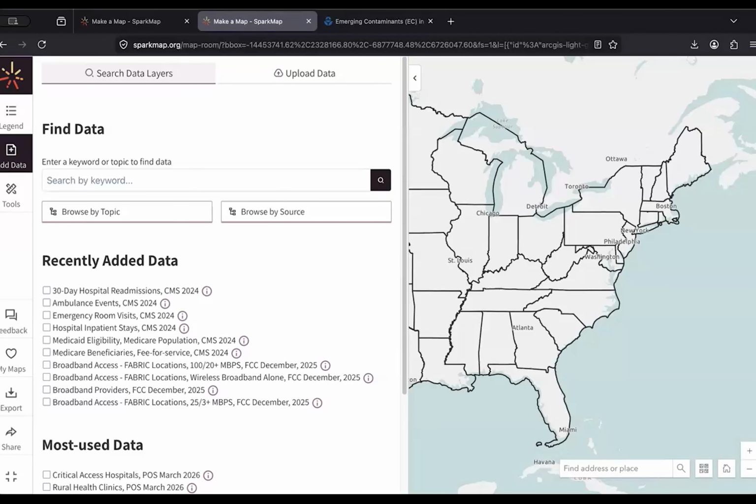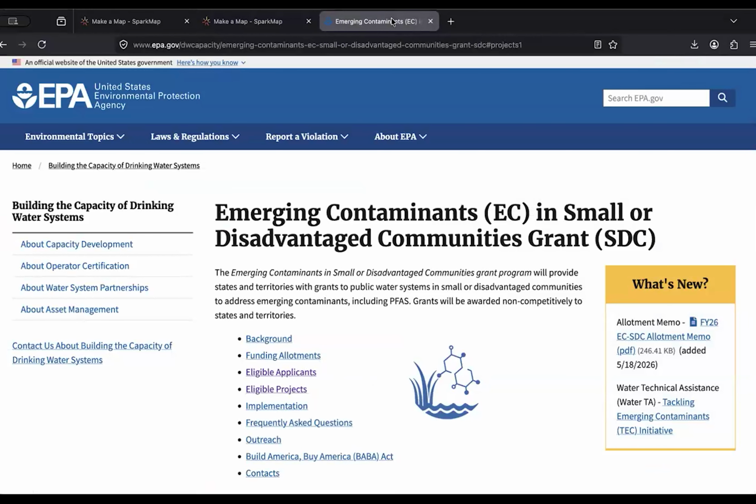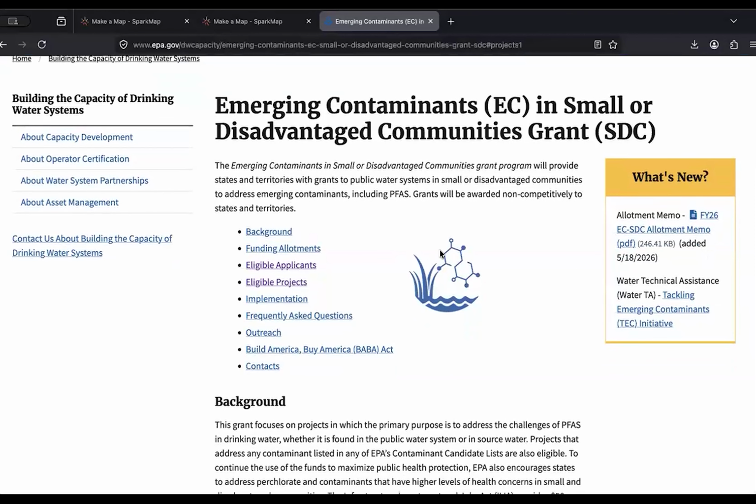So one of the things that I wanted to mention, as I said, was kind of that grant seeking or that funding seeking piece of it. So recently there were quite a few EPA grants that were talked about, right? And released. And so one of those that I wanted to focus on for today is this Emerging Contaminants in Small and Disadvantaged Communities grant. So I think this is a good example of the types of grants that are available from EPA.